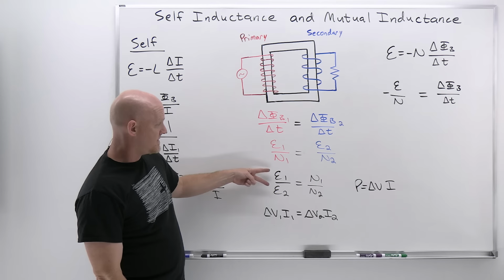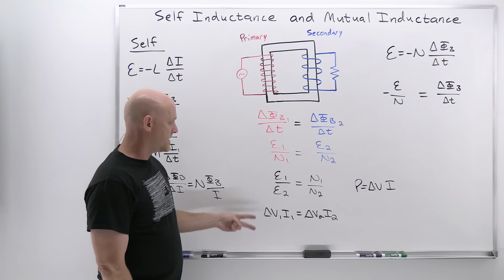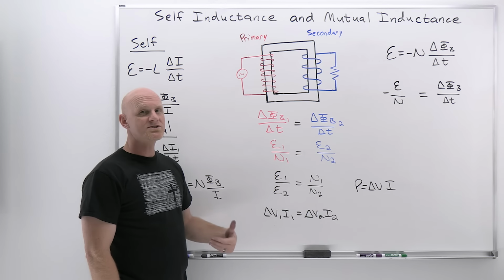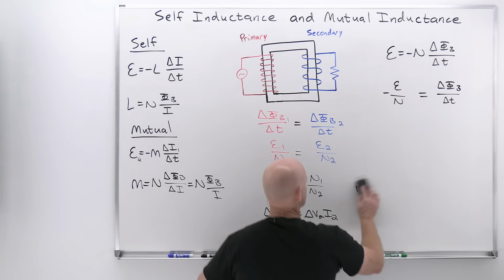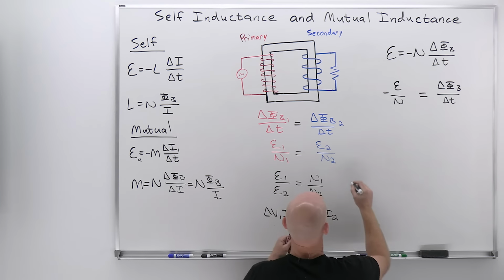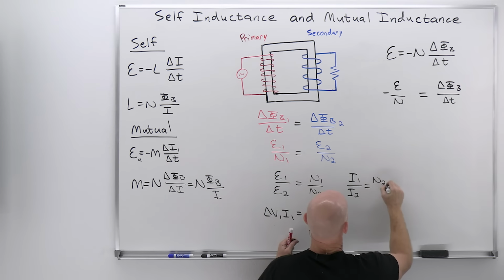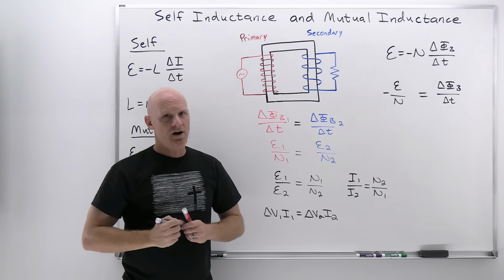So if the potential differences are proportional to the number of turns here, but the potential differences are inversely proportional to the currents, well, then the currents are also going to be inversely proportional to the number of turns. We can come up with another expression there and express it that way as well. And we could say that current 1 relative to current 2 is not going to equal N1 over N2, but it's actually going to equal N2 over N1. There's an inverse proportionality going on there.